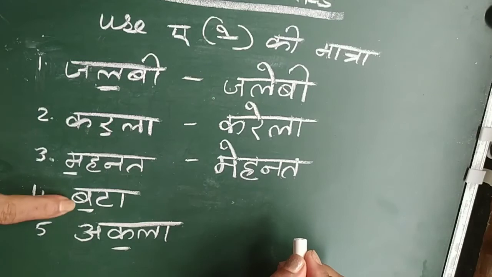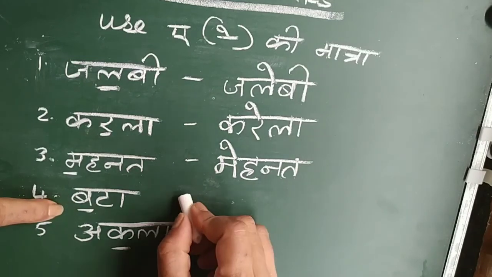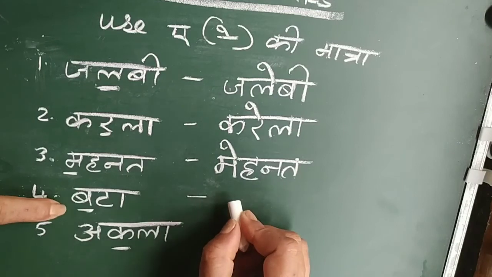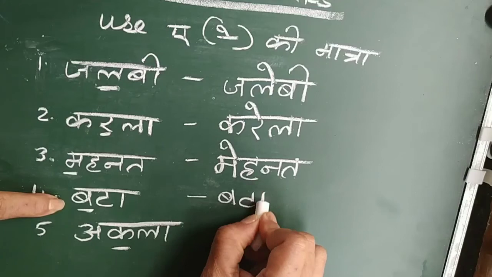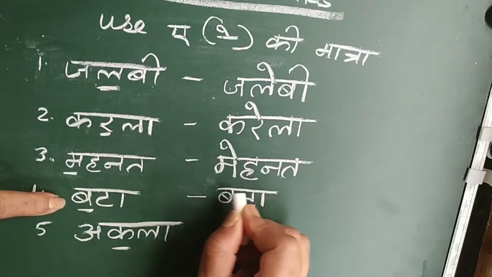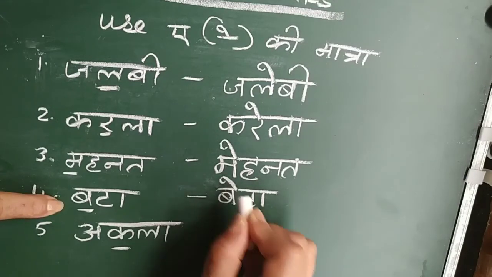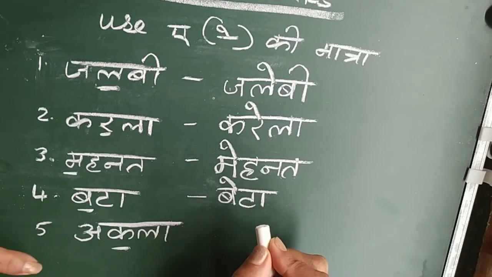Now look here, bata. Above the first letter, you have to add the symbol a. So bata will change to beta. What is the meaning of beta? Sun. Okay. Now the last one, agala.